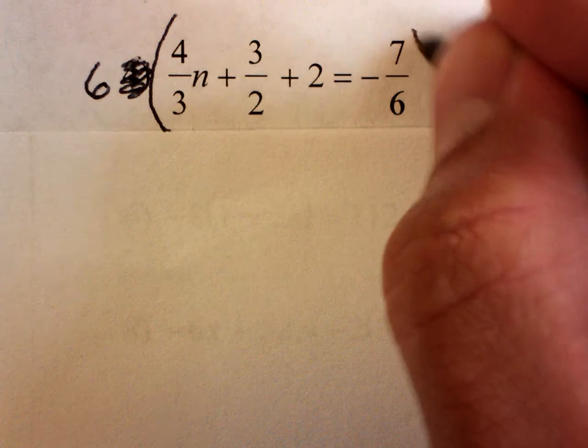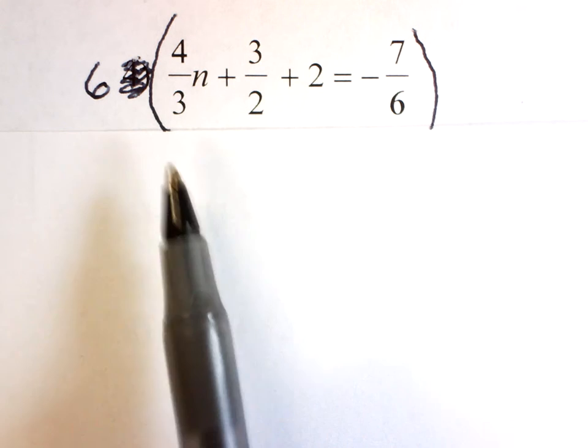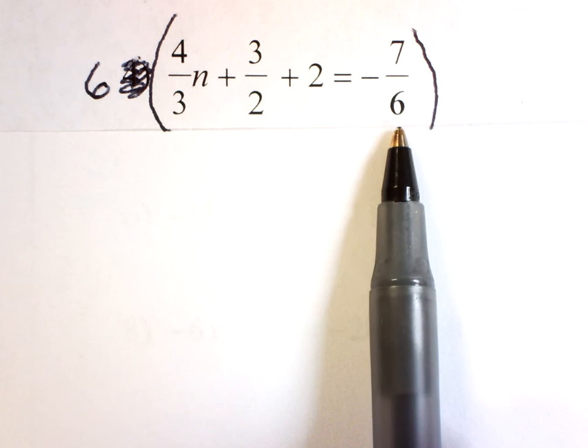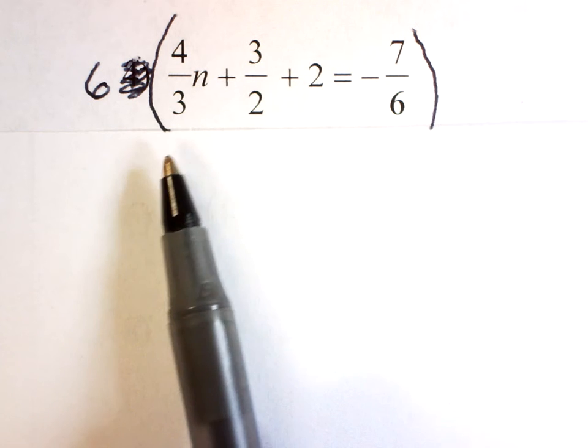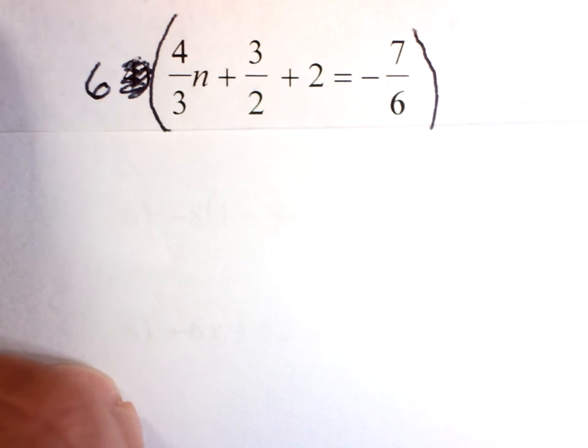So I'm going to multiply everything in here by 6. And again, I didn't just make up that 6. I didn't just magically come up with it. I thought about the 3, the 2, and the 6. The smallest number that all 3 of those go into is 6, so that's what I'm going to multiply by. So now I'm just going to multiply.